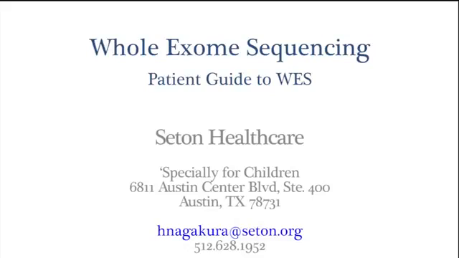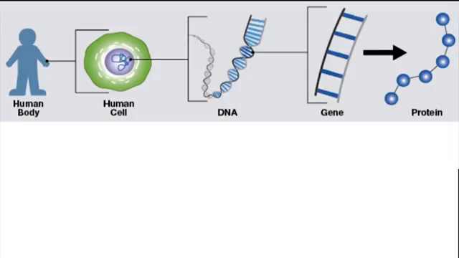This slideshow will help explain the clinical test known as whole exome sequencing, abbreviated WES. Whole exome sequencing is used to determine if a genetic basis exists for a given patient's condition. In order to better understand this clinical test, it is important to first review some key concepts.